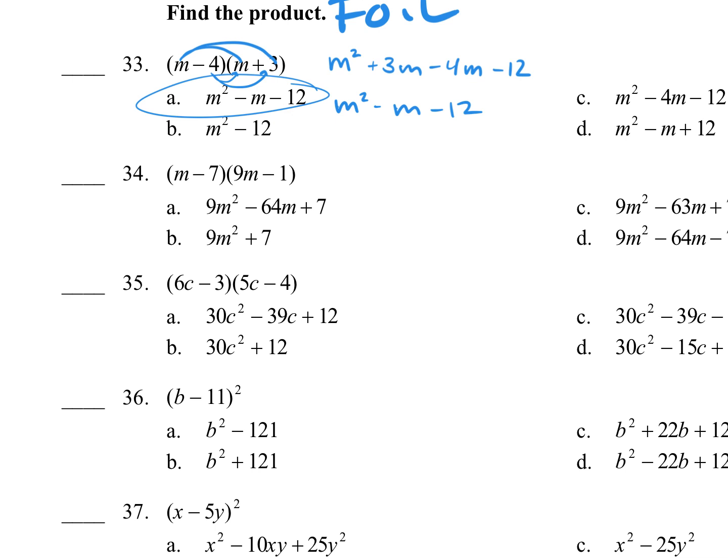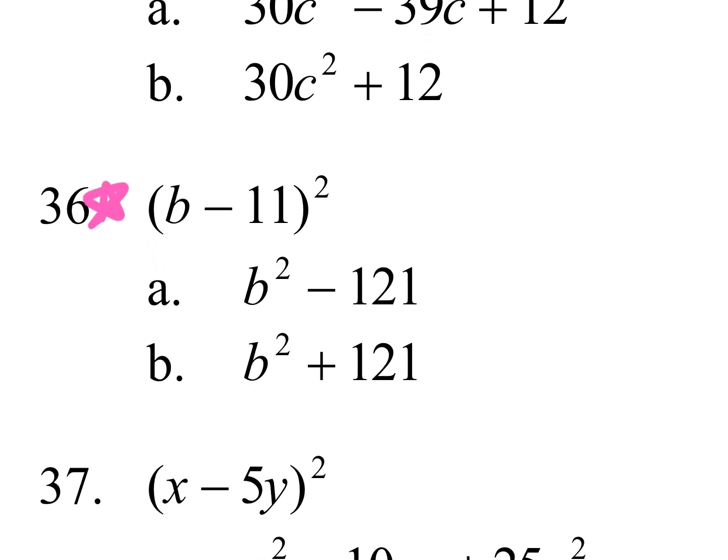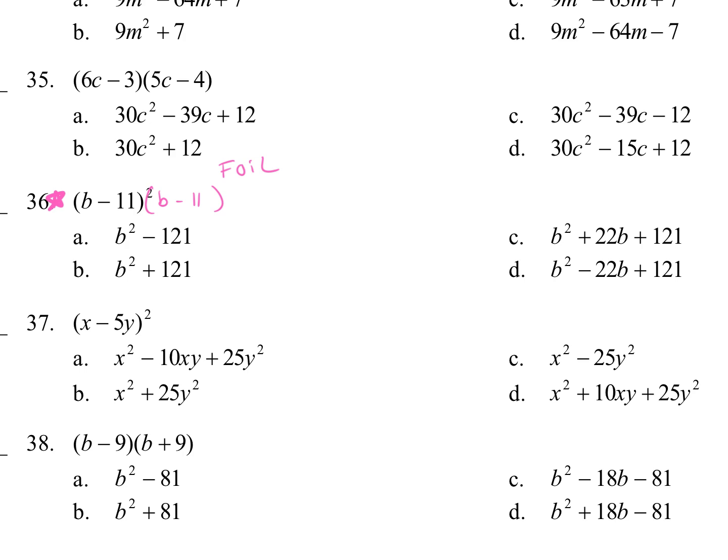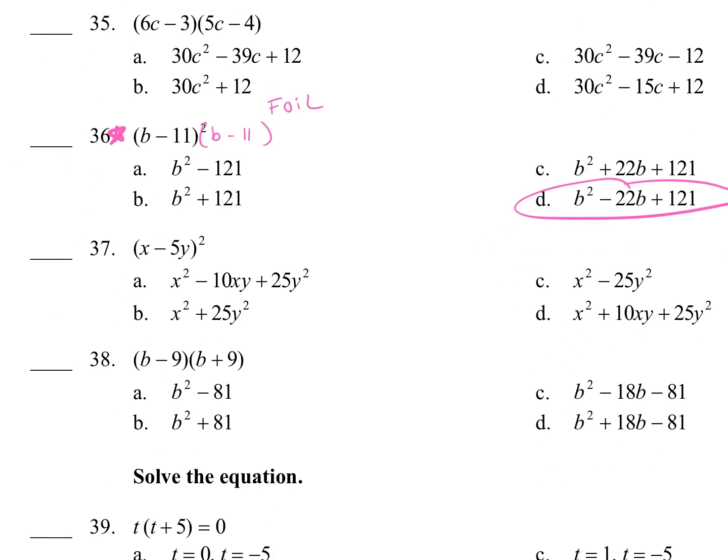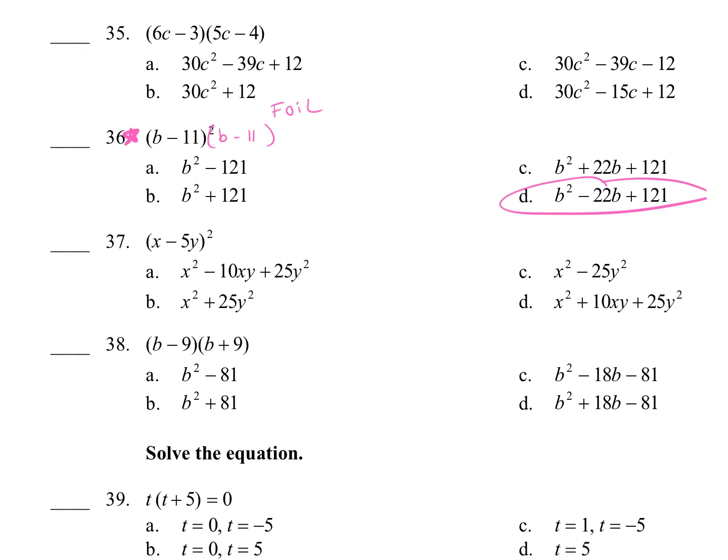What would we do for something like 36 if it's b minus 11 to the second power? How would we FOIL that for 36? We don't just square b and square 11 because it's b minus 11 squared. So it's the whole thing to the second power. We write it twice and FOIL it out. So it's b minus 11 times b minus 11, then you FOIL. So when you FOIL that out, you'll end up with d. So same thing for 37, write it twice, FOIL it out.